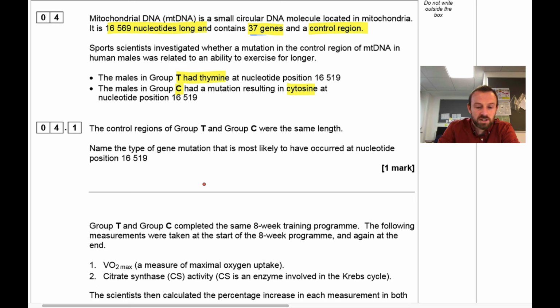What type of mutation is this? It is a substitution, which kind of means a swap.